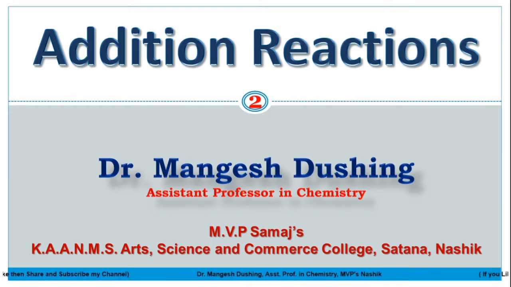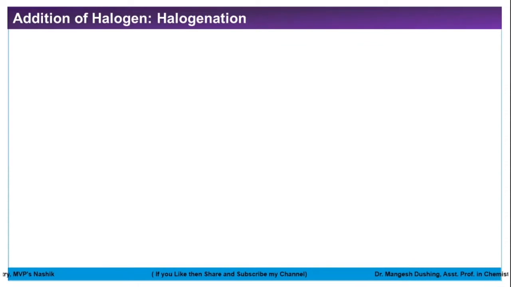Friends, in this video we will learn about three addition reactions: halogenation, addition of hypohalous acid, that is halohydrin formation, and the third reaction, hydroxylation, formation of 1,2-diol. So first we will start with the halogenation reaction, that is, addition of halogen.